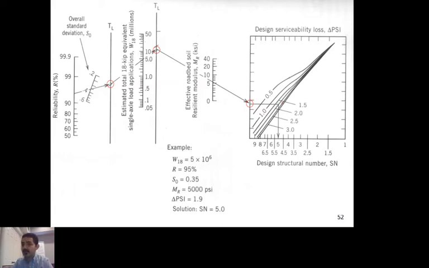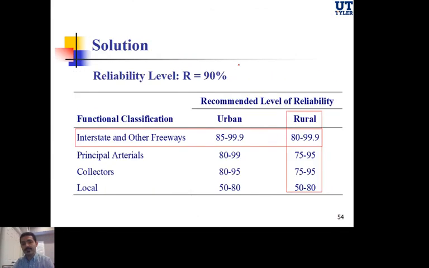And guess what? How many times are you going to get to this nomograph? You have 3 layers, therefore you're going to get to this nomograph 3 times. And the only thing that's going to change in these 3 runs is this column right here. When you design the first layer, you're going to use E2. When you design the second layer, you're going to use E3. When you design the third layer, you're going to use the resilient modulus of the soil. That's pretty much what it is.